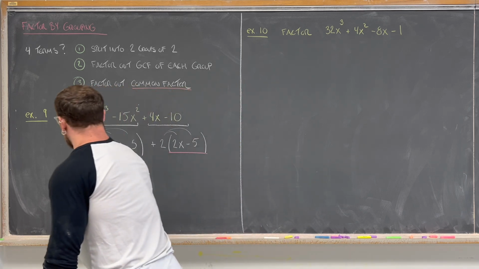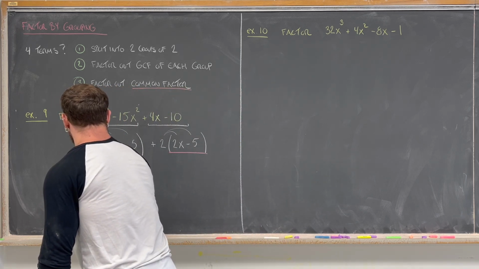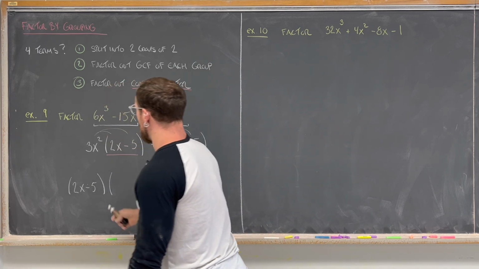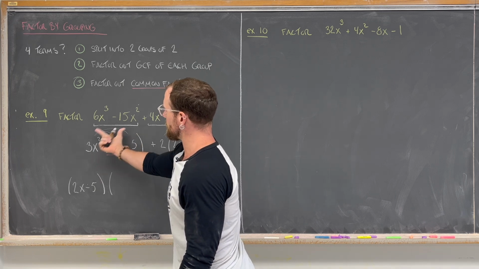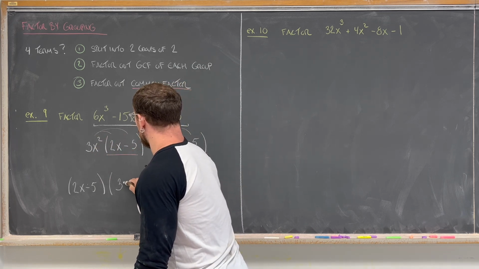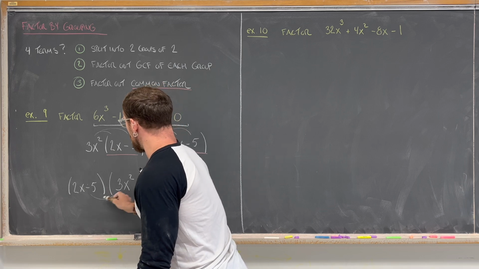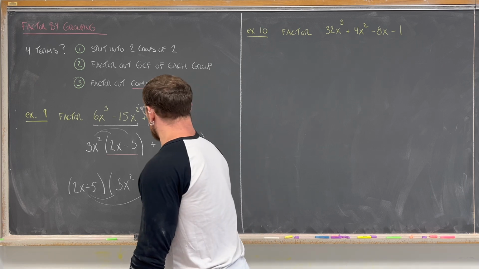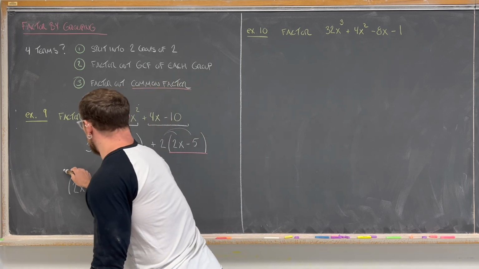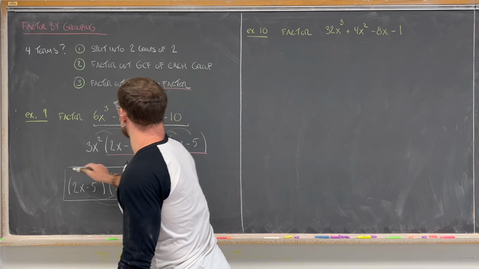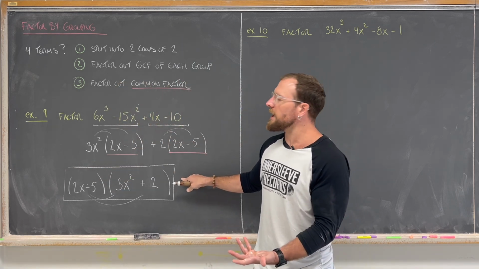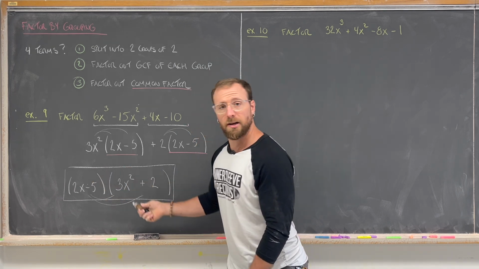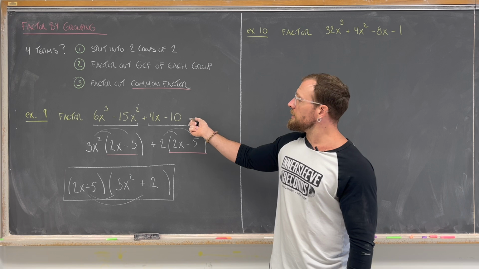let's pull that out. Let's factor out a 2x minus 5. That's the common factor. And what would you have to multiply 2x minus 5 by to recover this original expression here? Well, 3x squared, of course. And what would you have to multiply it by to recover this expression here, a positive 2? So this is the factored form of this algebraic expression. Okay? And you can check all of this by distributing this out and making all four products, or foiling this out and seeing that this is the result.